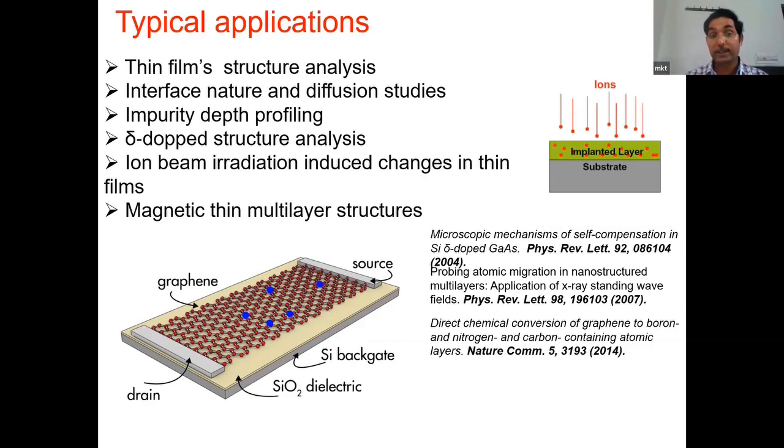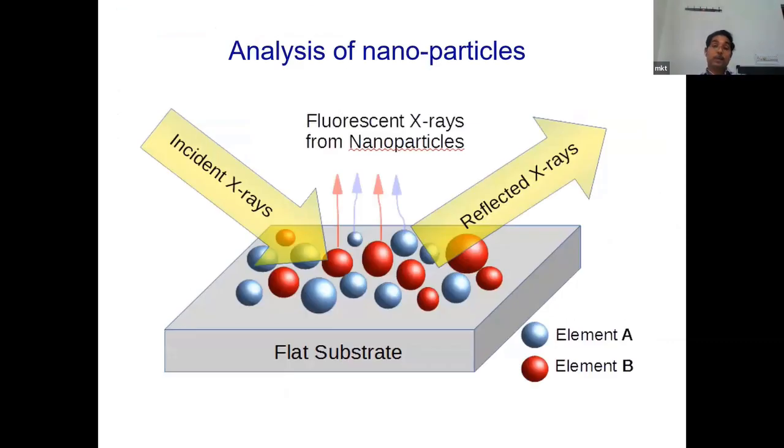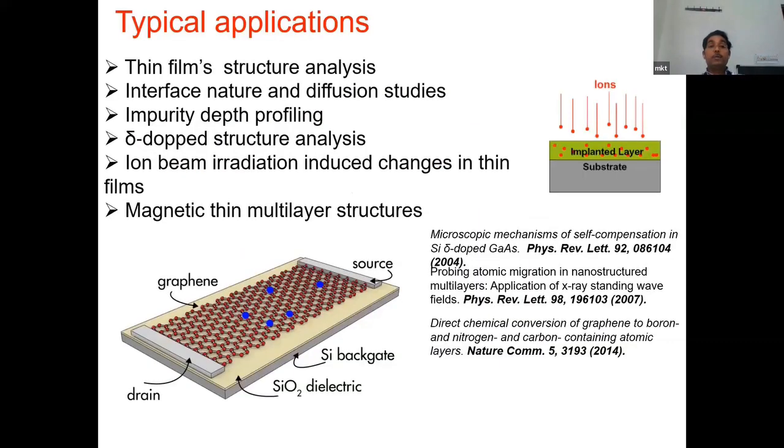Similarly, for magnetic thin layers and multilayer structures, even if some impurities somehow get introduced in any layer, it can change the magnetic property. If you want to analyze that, you have to use the GXRF technique, and it is very useful. So up to now we have described thin films, stamper structures, doped structures, and ion irradiation.